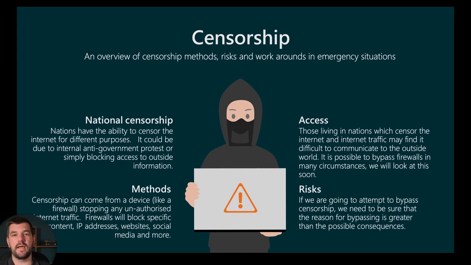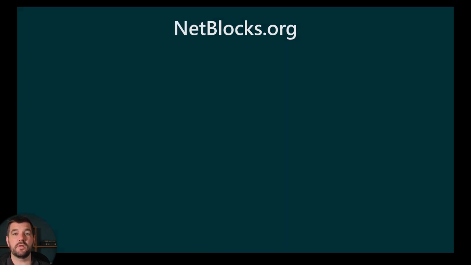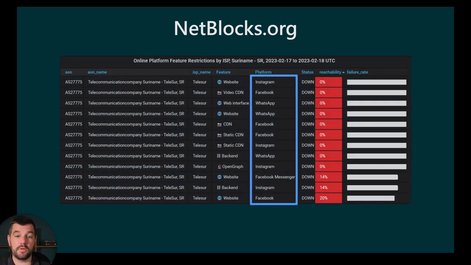Then you would try and follow some of these workarounds to get that urgent emergency communication out. There is an organization called netblocks.org which monitors different internet outages around the world. If we look at this example from Suriname in February 2023, we can see what is down? Instagram is down, Facebook, WhatsApp.